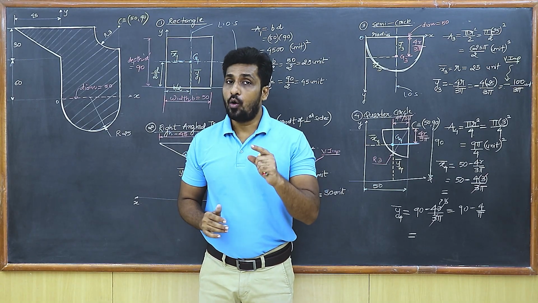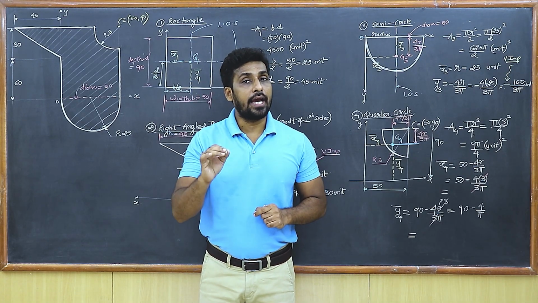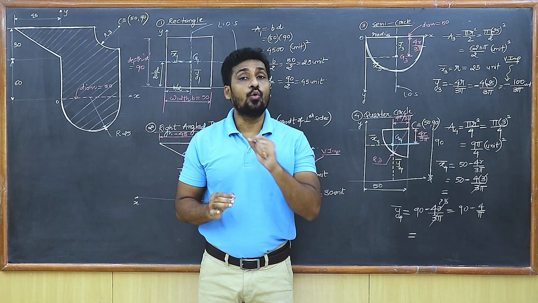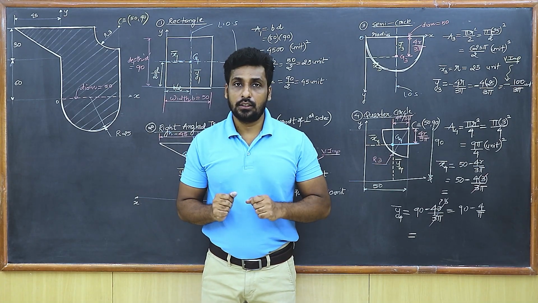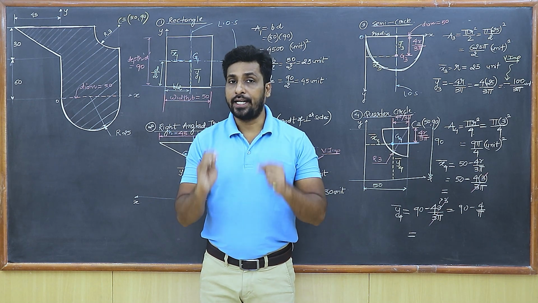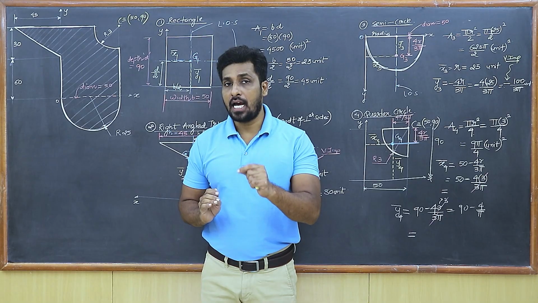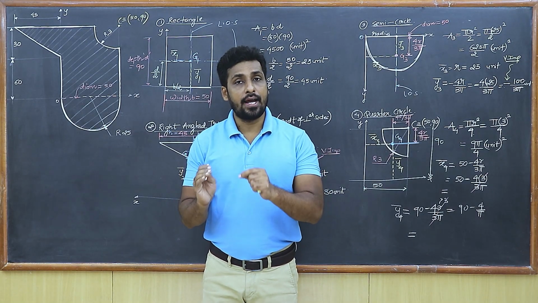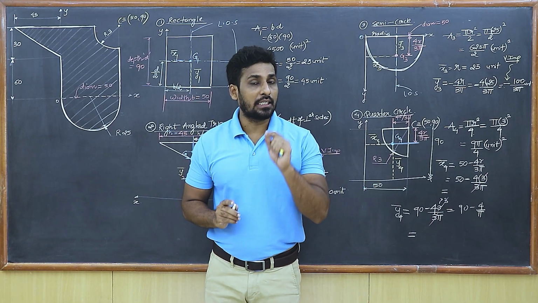So students, let's now begin with the formula. We remember the formula is what? X bar is equal to summation of ai into xi upon summation of ai, and y bar is going to be summation of ai into yi upon summation of ai. So students, we know that the formula for finding the centroid of a composite shape is x bar equal to summation of ai xi upon summation of ai, and y bar is going to be summation of ai yi upon summation of ai.